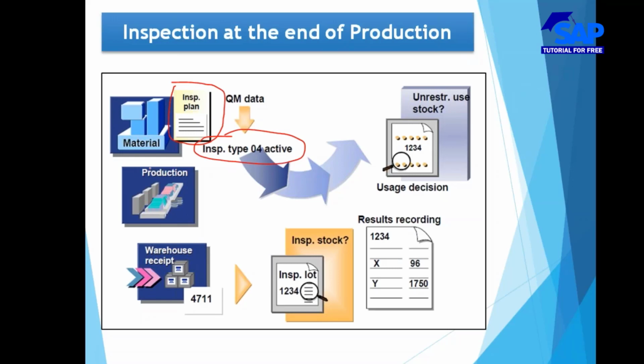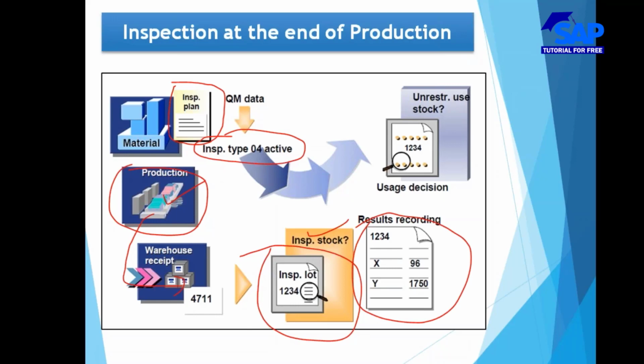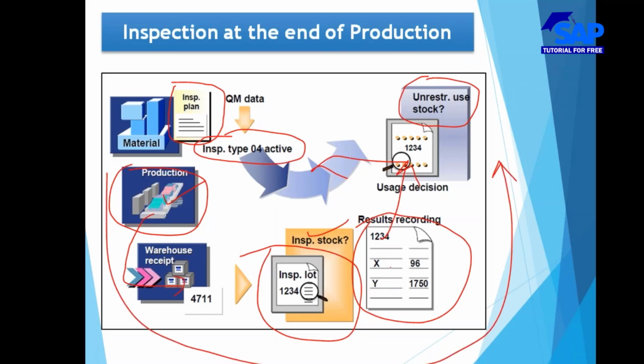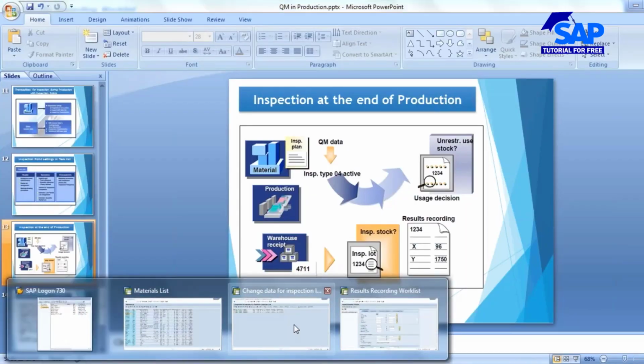Now the production people will create a production order. They complete the production. When they transfer the stock to the warehouse, the lot will come automatically, and the stock will go into quality. We will do the results recording, then usage decision, and then you will post the stock. So this is the process flow. Now we will execute this in the system. The inspection type that needs to be activated is 04. Let's activate the inspection type for the same material.